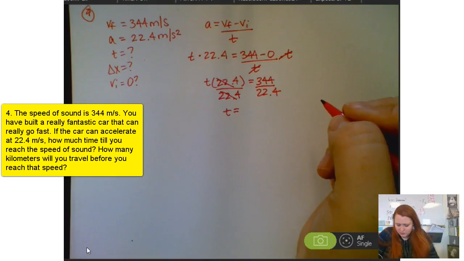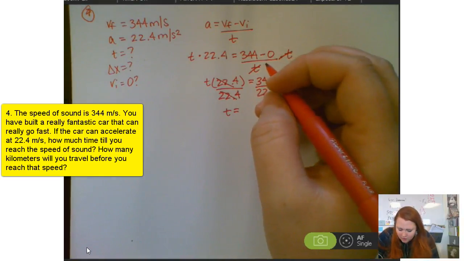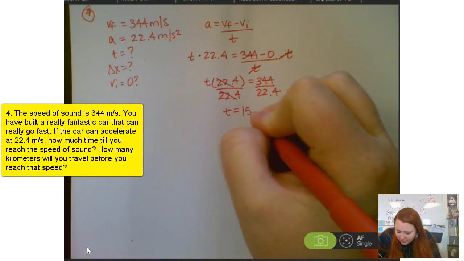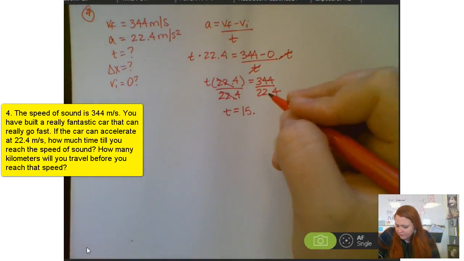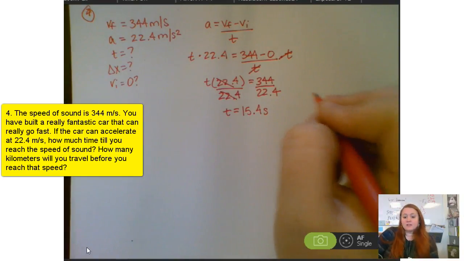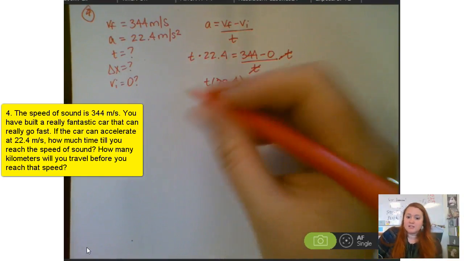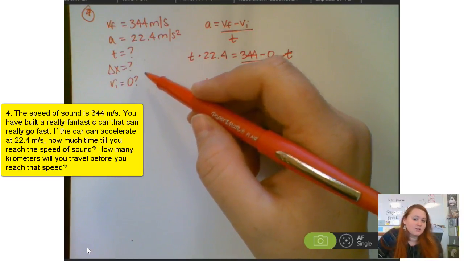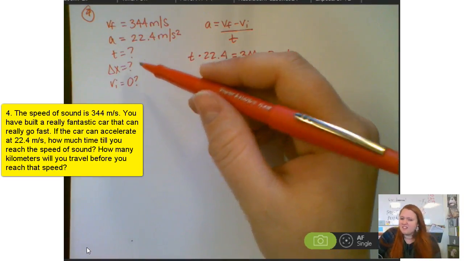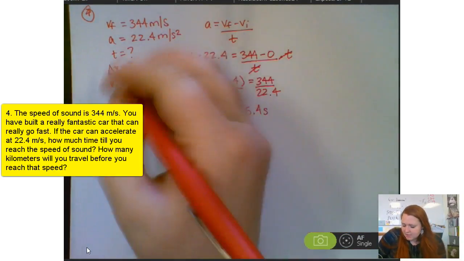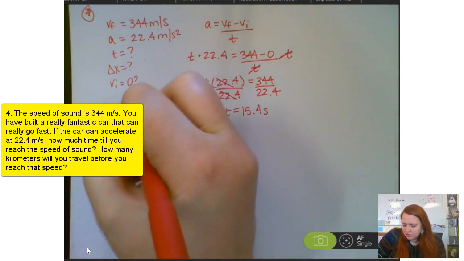344 divided by 22.4. Oh goodness, I typed the wrong thing in my calculator. I get 15.4. We can just say that's 15 seconds. Now, the next part says, well, how many kilometers? So first of all, I'm going to solve for delta x. Now, know that that's going to give me delta x in meters, but then it's no problem to convert to kilometers.